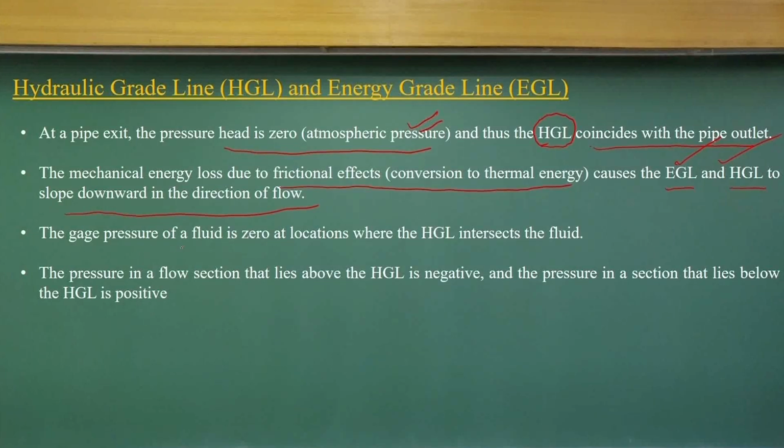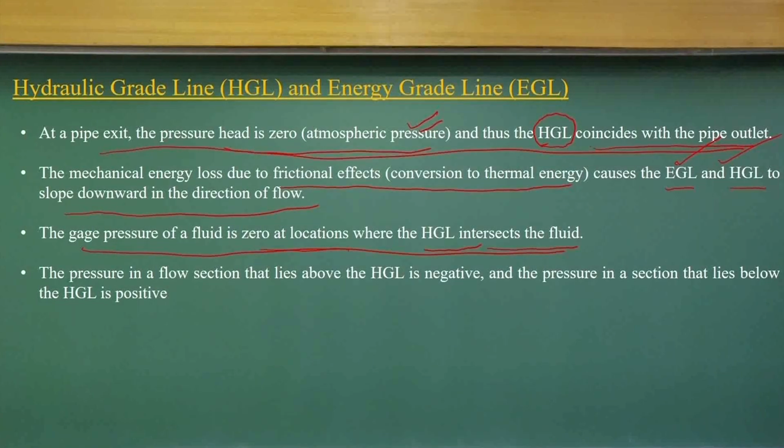The gauge pressure of the fluid is 0 at the locations where the hydraulic gradient line intersects the fluid. The same thing, I think we are repeating what we said in the first point; this is the same point we are talking about here, that it happens if there is a gauge pressure.